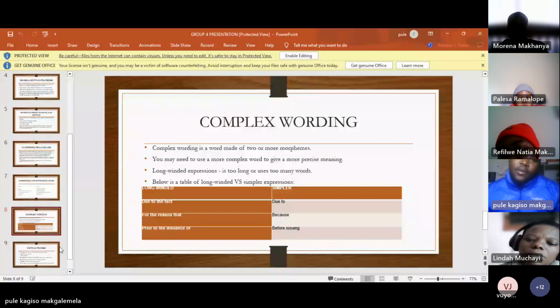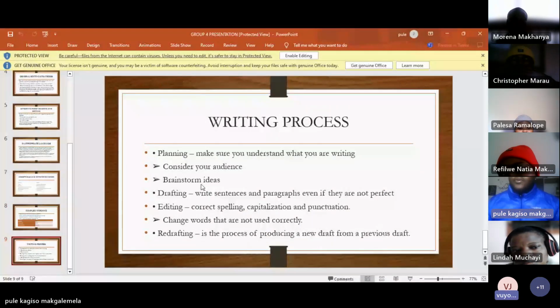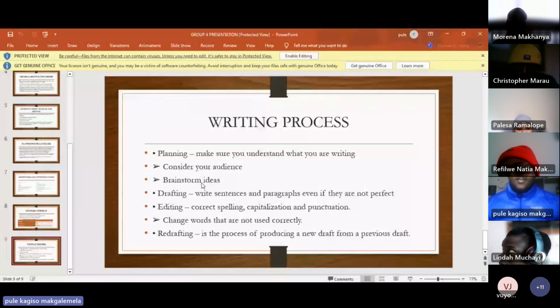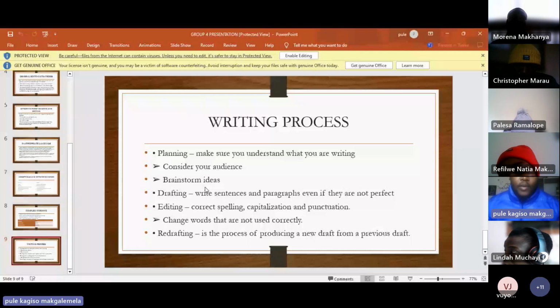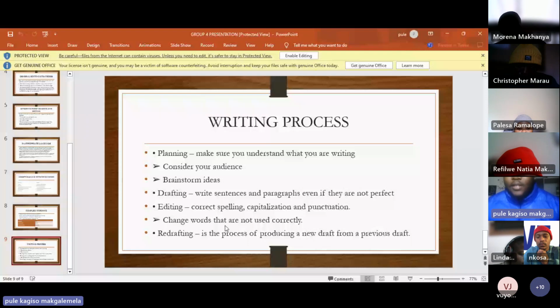So there is also a writing process. When you're writing, whatever you are writing, maybe a report or a letter or something else, you have to plan. You have to draft, you have to edit and redraft again. When you plan, you make sure you understand what you are writing. You consider your audience, you brainstorm ideas, and on drafting, you write sentences and paragraphs, even if they are not perfect. When you come to editing, you correct the spelling, capitalization, and punctuation.